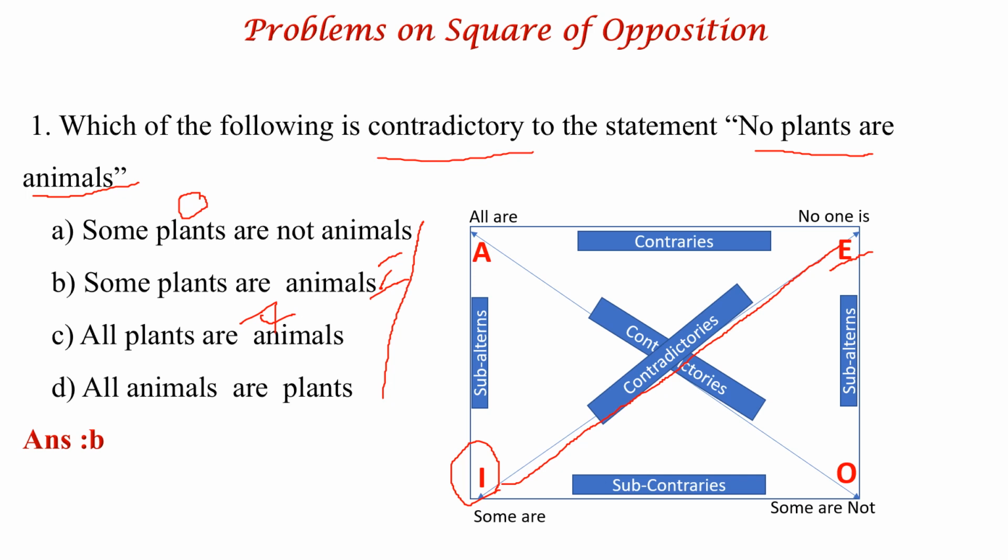And the fourth one is all animals are plants. See here, the predicate and subject are reversed. We don't want that. I have told you all this, contradictory, contrary, subalterns, everything is only when the subject and predicate are the same. So here plants are the subject, animals are the predicate. But in this, it is reversed. So we need not consider this. So which is the correct answer? The one which contains the I type. The B option contains I type of statement. So the correct answer is B.